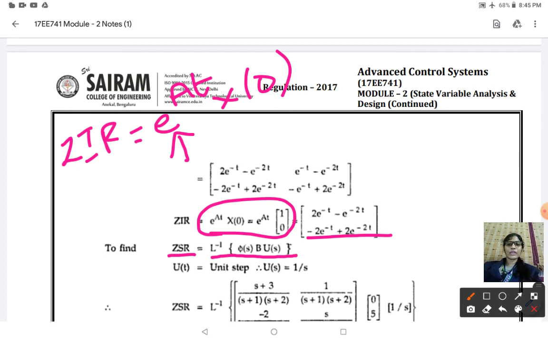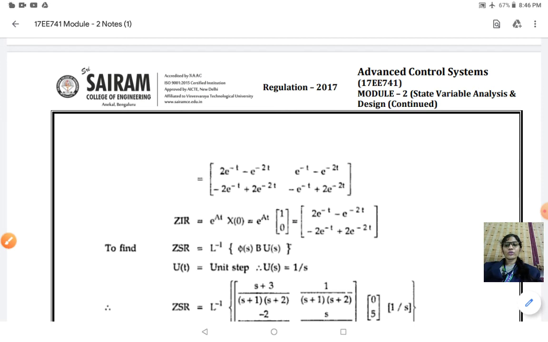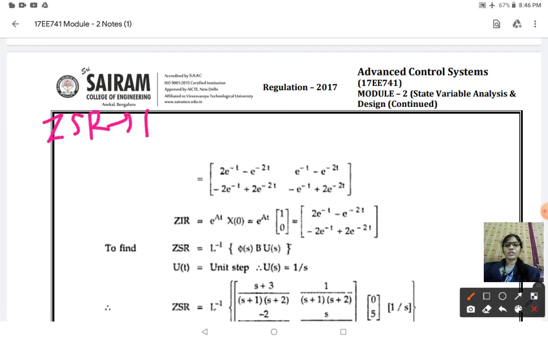It can be identified by any one of the methods like the Laplace transformation method, power series method, Cayley-Hamilton method, and similarity transformation method. According to us, the Laplace transformation method is going to be very simple when you are obtaining the time response of the system. Now the formula to obtain your zero state response is Laplace inverse of phi of s B U of s.